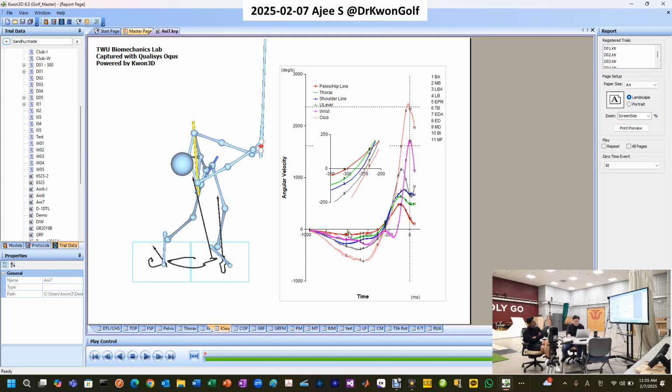Now is the kinematic sequence here. The peak occurs here now. The pelvis peak is more toward the center. So these are happening a bit later. And then the peak club angular velocity also occurs on the right side of the backswing, and then transition here.